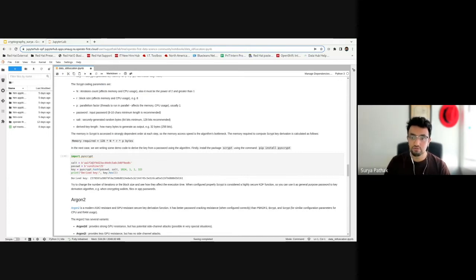In addition to the speed, it also depends upon the memory required. The memory required for processing this algorithm depends on n, which is the iteration count, r, which is the block size, which affects memory and CPU usage, and p, which is the parallelism factor. So as we run this, it does have some speed, and it is considered considerably stronger than bcrypt or PBKDF2.